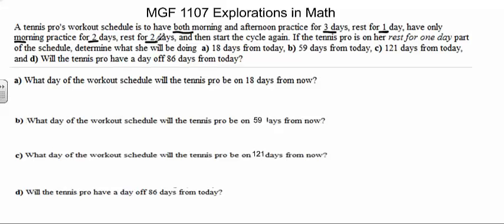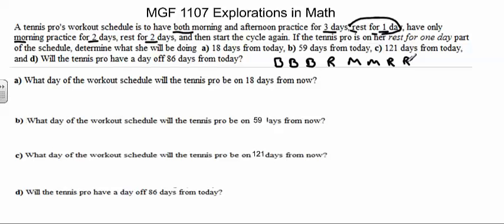Okay, so let me see if I can write this down. I'm going to use B for both morning and afternoon practice. So the cycle is both, both, both, 1 day of rest, morning, morning, and then 2 days of rest, and then we start all over again. So it looks like it's an 8-day cycle. 3 days of both, 1 day of rest, 2 days of morning, and 2 days of rest.